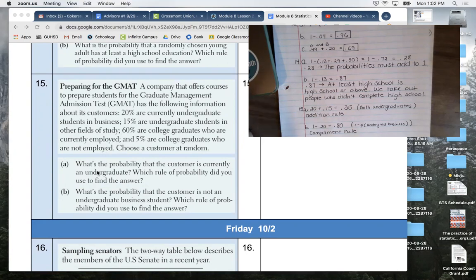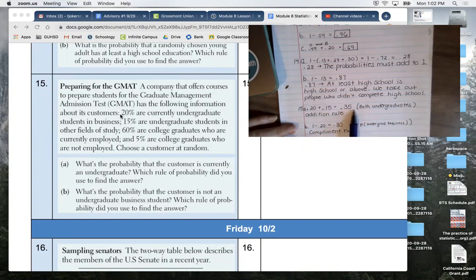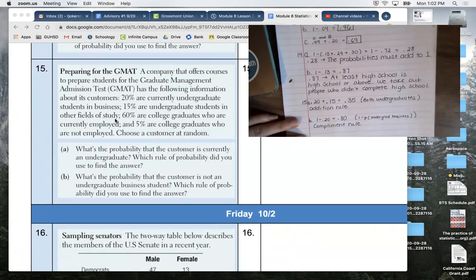It says, what is the probability that the customer is currently an undergraduate? An undergraduate. Well, we have two different subsets of undergraduates. We have these that are undergraduate business and 15% that are undergraduate students in other fields. I had to add those two together and we get 35%. Those were both my undergraduates. That's known as the addition rule, or additive rule.